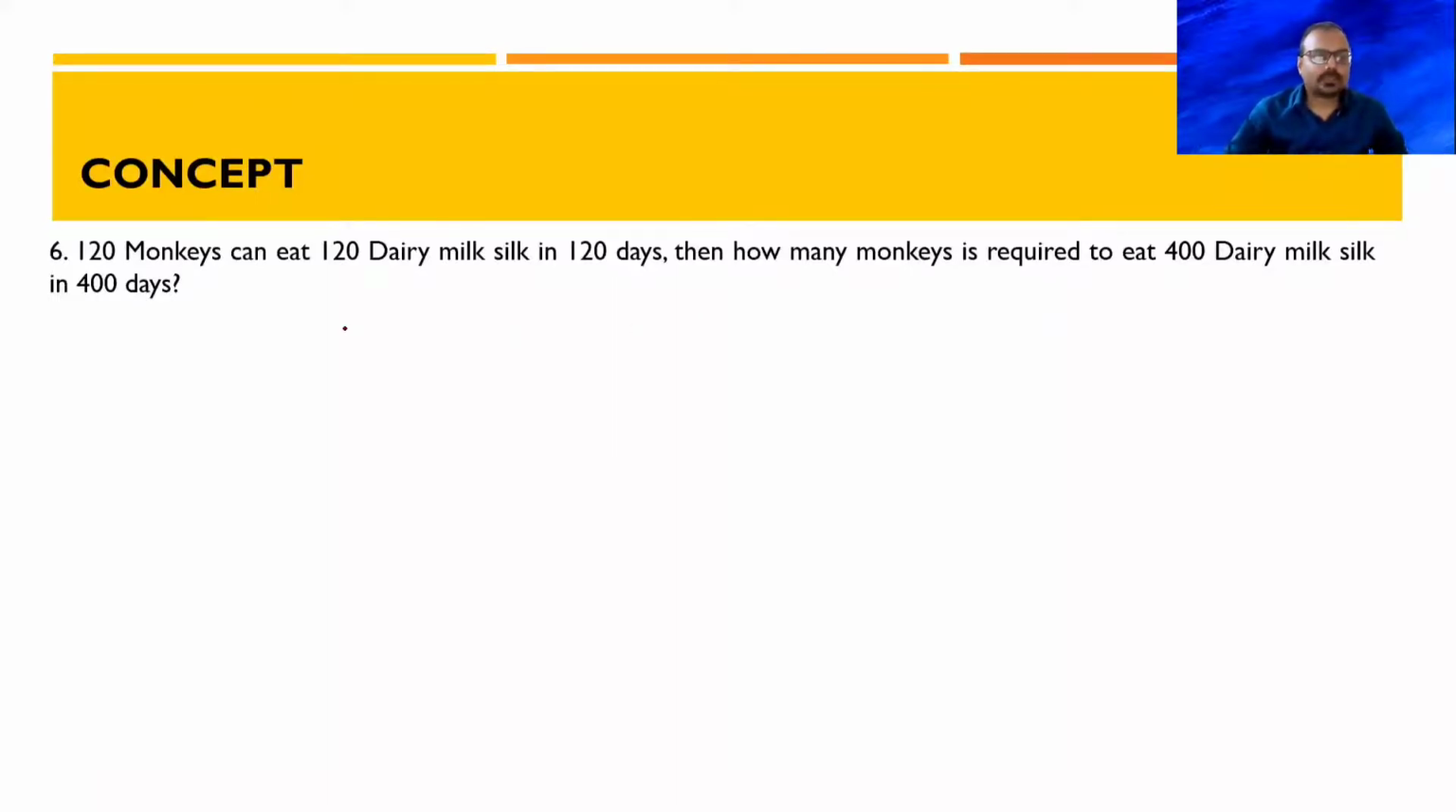Coming to the next type of problems: 120 monkeys can eat 120 Dairy Milk Silk in 120 days. Then how many monkeys are required to eat 400 Dairy Milk Silk in 400 days? For such problems, we have a direct formula: W1 by M1 D1 H1 equals W2 by M2 D2 H2.